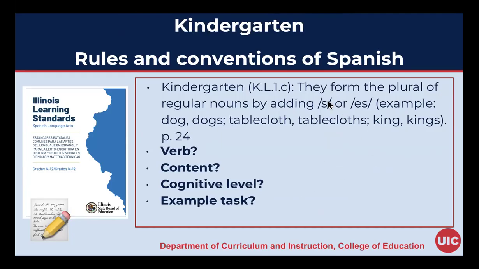So let's take a little bit of practice again. I'm going to help you with the first one, just maybe a little bit better modeling on my teacher side. So for this example, we're sticking with the same standard: form the plural regular nouns by adding s or es. The verb here would be form. Okay, in this example, the verb would be form. What content are we asking of students? You can go ahead, either come off mute or put it in the chat. What content are we asking of students?